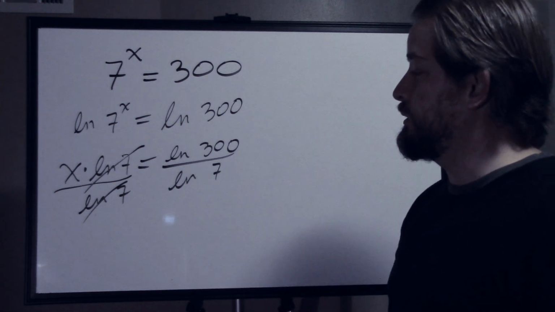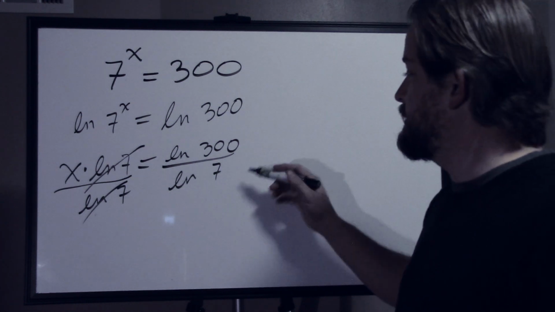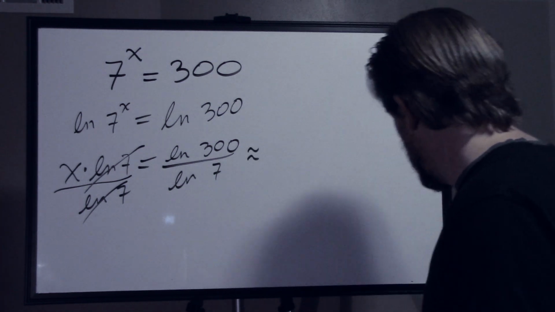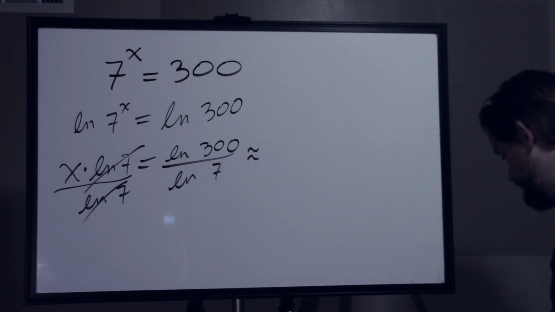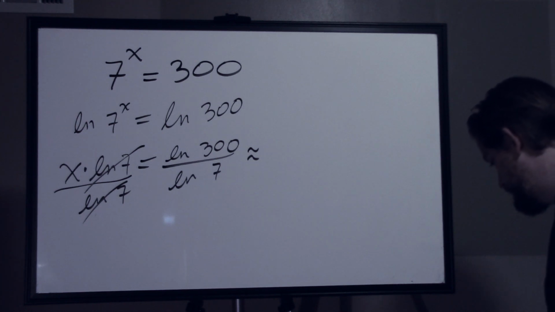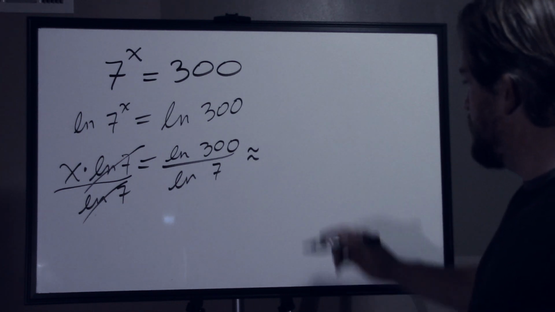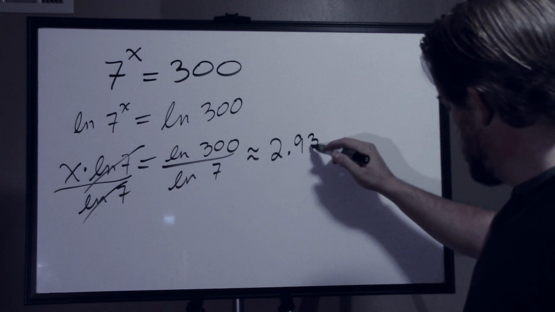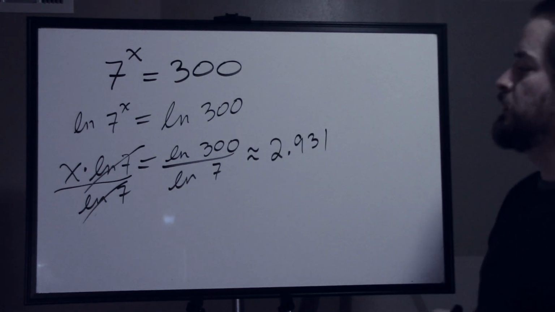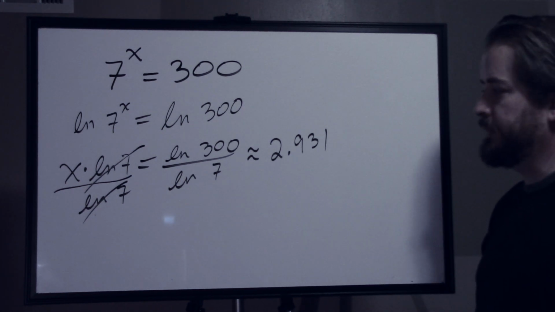I can evaluate both of those in a calculator, so I'll take natural log of 300 divided by the natural log of 7, and when I do that, I get 2.931. So if you're rounding this to 3 decimal places, 2.931 is it.